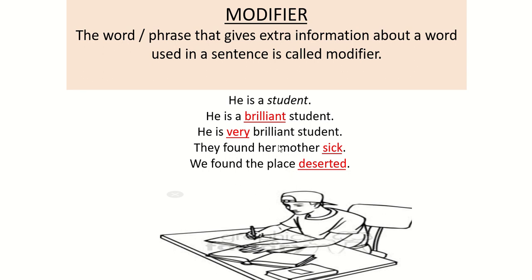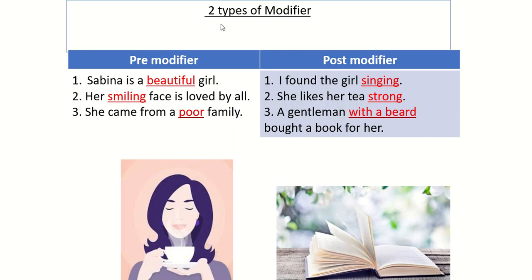So depending on the position of the modifier in a sentence, we can divide them into two types. What are they? Pre-modifier and post-modifier. Pre means before, post means after. So the modifier which is used before the noun is called pre-modifier and the modifier which is used after the noun is called post-modifier.